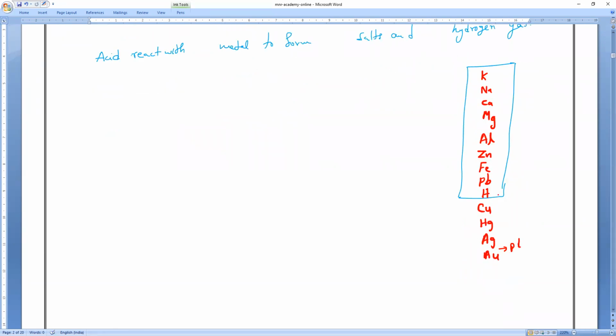Now you tell me who can displace the hydrogen: the elements present above or below? The elements which are present above can displace the hydrogen from its acids. Is it right or wrong? So potassium, sodium, calcium, magnesium, aluminium, zinc, iron, and lead are present above the hydrogen in the metal activity series. These can displace the hydrogen from its acids because they are more reactive than hydrogen.